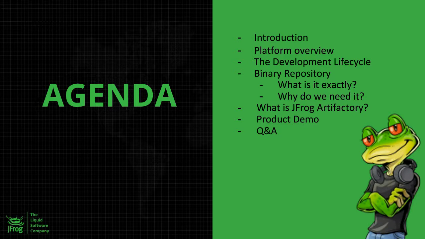And after this high-level overview, I would like to go back to the basics and talk a bit more about development lifecycle with a quick focus regarding C++ development lifecycle challenges. And then we'll talk about binary repository. What is it exactly? Why do we need it? And what is JFrog Artifactory in this area? How it can be used for C++, but other challenges, other package types within your company, within your organization.